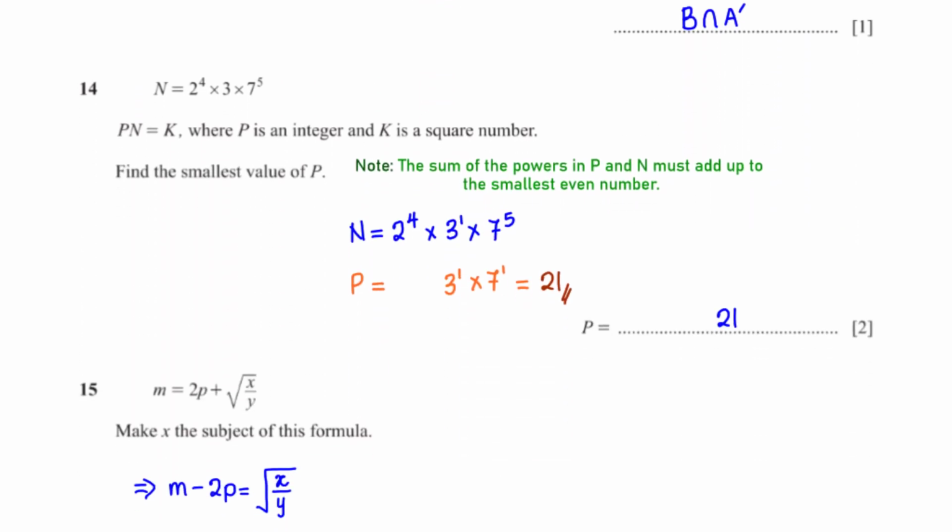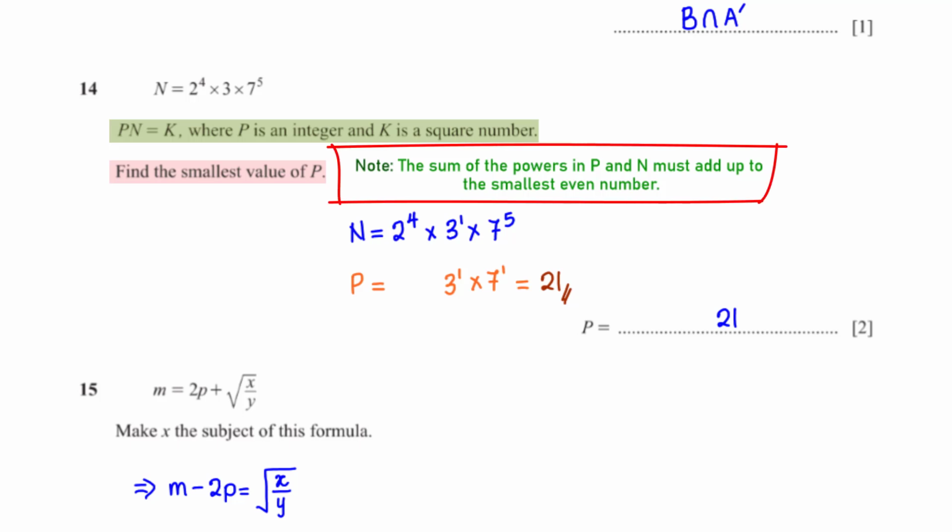N equals 2 raised to the power 4 times 3 times 7 raised to the power 5. pn equals k, where p is an integer and k is a square number. Find the smallest value of p. To get the smallest value of p, we need to match the prime factors in n to the prime factors in p so that the sum of their powers add up to the smallest even number.